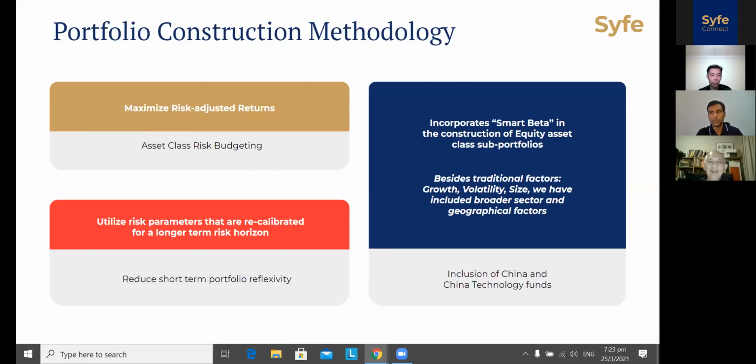Unless there's something really, really crazy happening. So we target to rebalance these core portfolios twice a year. We utilize a longer term risk horizon, right? And the whole idea there is to reduce so-called short-term portfolio reflexivity. What that means is that we don't want to change asset allocation too quickly. Now, what's the difference between what we do and do we take risk into account?